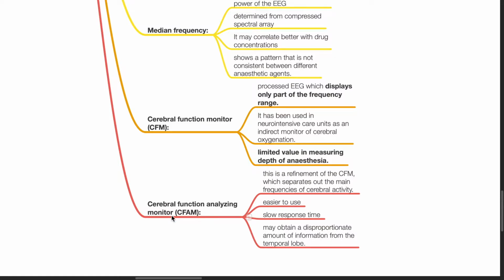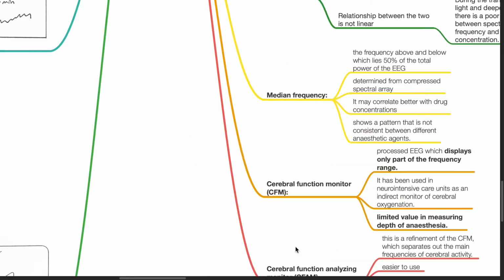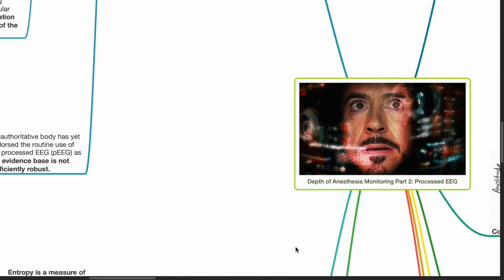Cerebral Function Analyzing Monitor is a refinement of the CFM, which separates out the main frequencies of cerebral activity. It's easier to use, however, it has a slow response time. It may obtain a disproportionate amount of information from the temporal lobe.